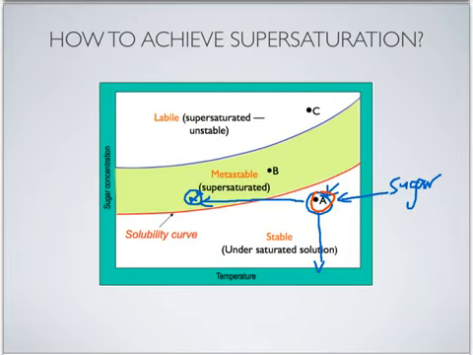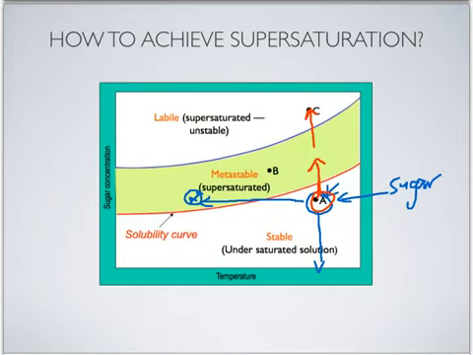Heating would cause the solvent, or the water in the solution, to evaporate, and as a result it will increase the concentration of the solute. So it will increase the concentration from point A, and it will cross the solubility line into the supersaturated state. It can be at this point, or it can be at any point above the solubility line. So now we have a supersaturated solution.